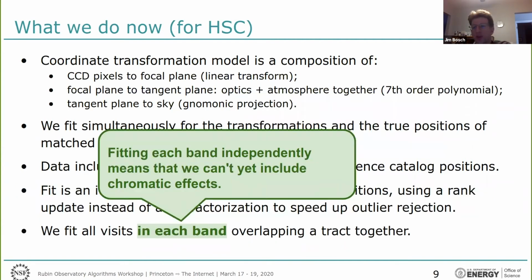Finally, we also fit all the visits in one band at a time. We do not fit across multiple bands at a time. And that means both that we can't use the fact that the same star is at more or less the same position, or at least its motion is consistent across measurements in different bands, and we can't fit chromatic terms to our models yet.